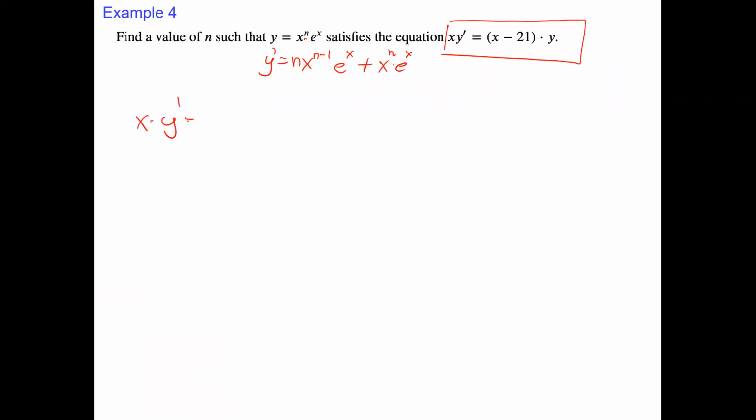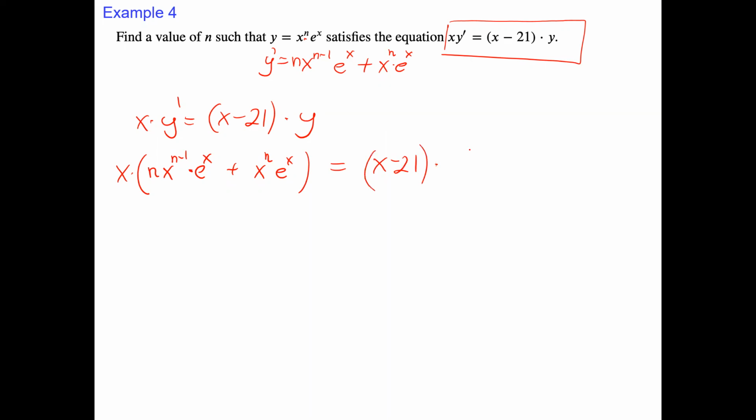Okay, now I will copy this equation and substitute instead of y and y prime. X times y prime, x minus 21 times y. Okay, y prime is this. I can copy n x to the power of n minus 1 times e to the x plus x to the n e to the x, and then x minus 21 times y. Y is defined as x to the n e to the x.